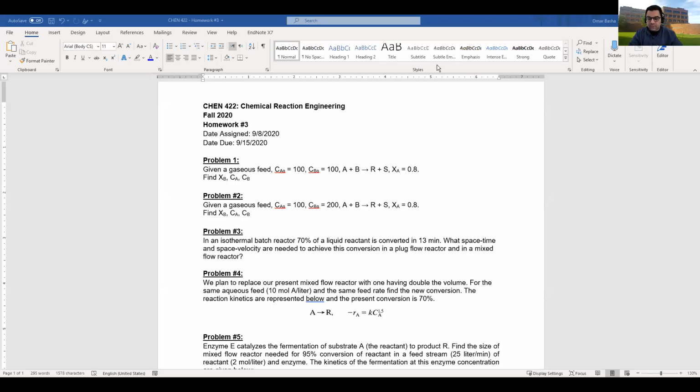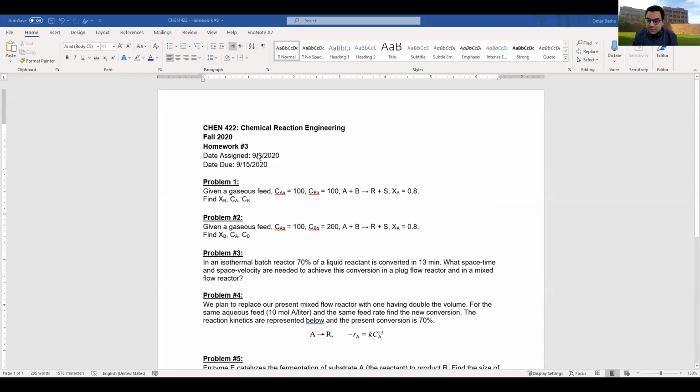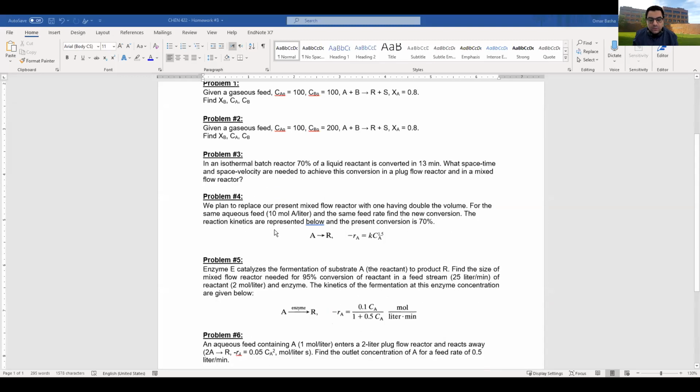Okay, hi everyone. Let's start doing homework number 3 for CHEN 422, Chemical Reaction Engineering. This homework has 7 problems. It will be assigned on September 8th and it's due a week from that day, which is September 15th. So let's have a look.